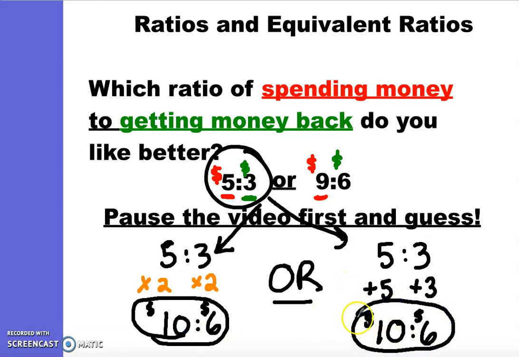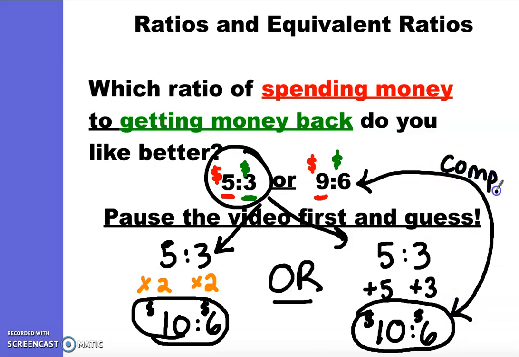I got 10 to 6 because now I can compare the 10 to 6 to 9 to 6. I can now easily compare and see which one I like better, because I have a 6 over here and I have a 6 over here. Now I can really compare it easily. So it really helps to have a same number if you're going to compare something.